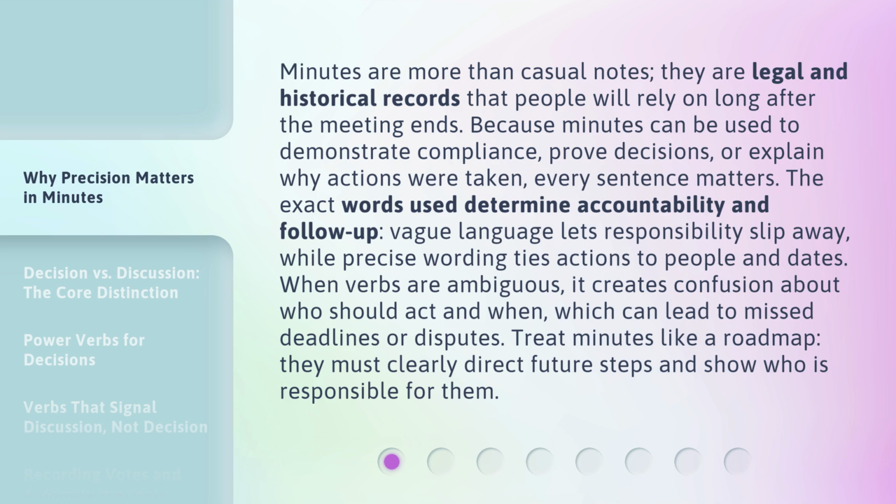Vague language lets responsibility slip away, while precise wording ties actions to people and dates. When verbs are ambiguous, it creates confusion about who should act and when, which can lead to missed deadlines or disputes. Treat minutes like a roadmap. They must clearly direct future steps and show who is responsible for them.